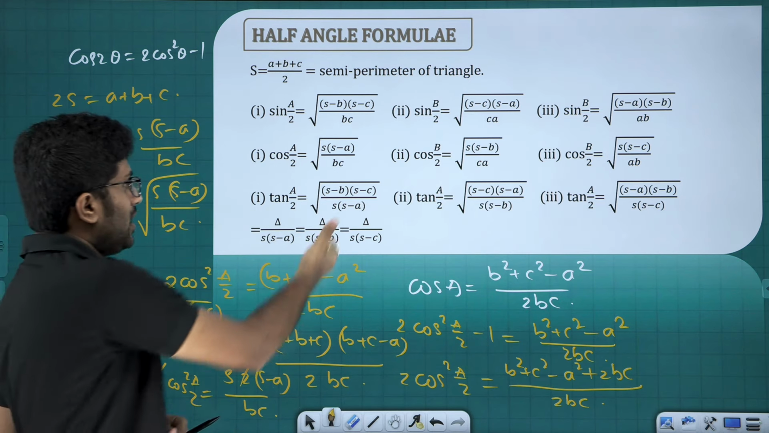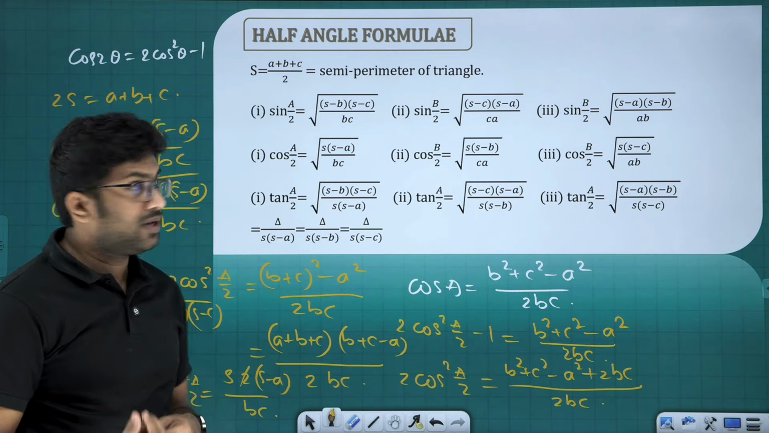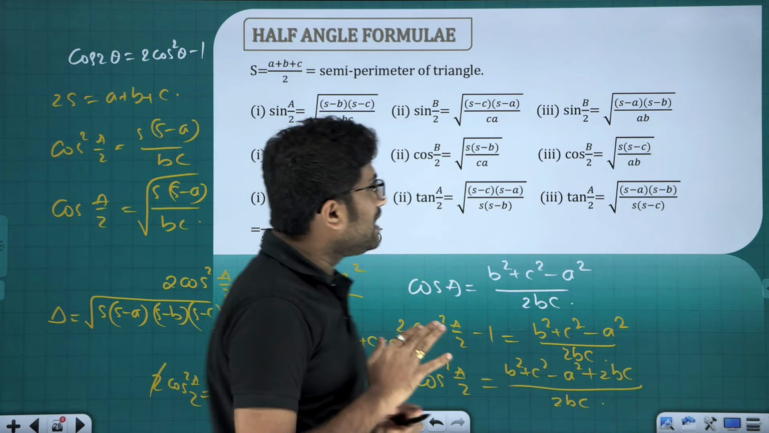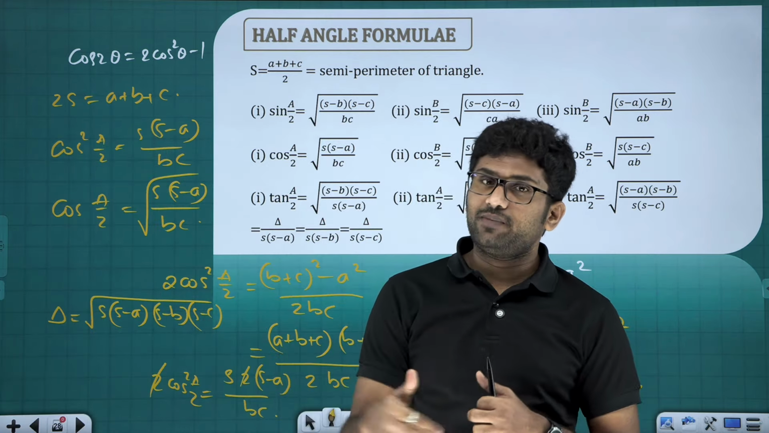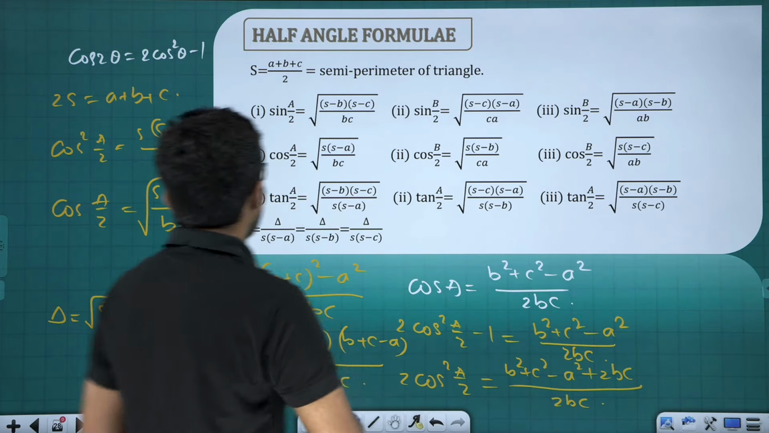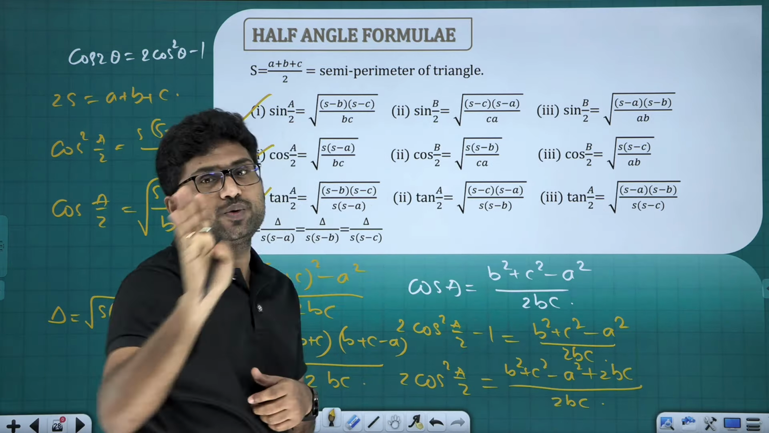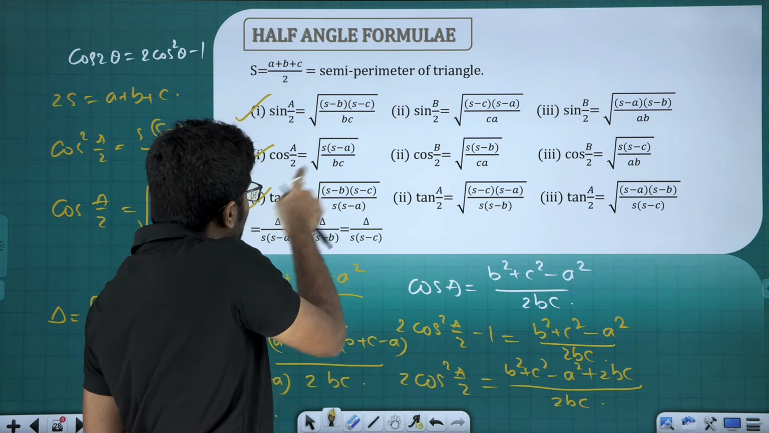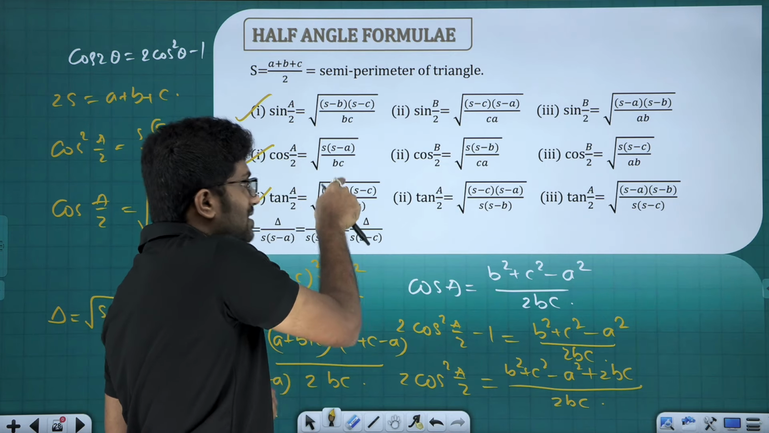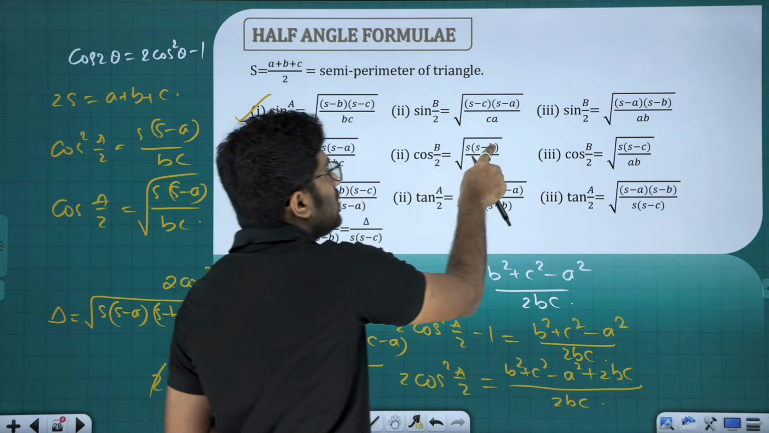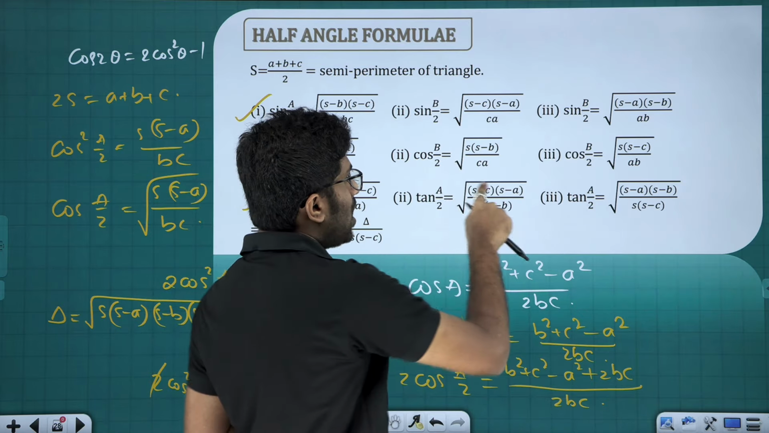By using that, we can get it in terms of delta also. Clear? So these three are half angle formulae: sin A by 2, cos A by 2, tan A by 2. If you remember one pair, friends, then we can get the remaining just by using symmetry. See, for cos A by 2, it is root of S into S minus A by BC. Cos B by 2, root of S into S minus B by CA.